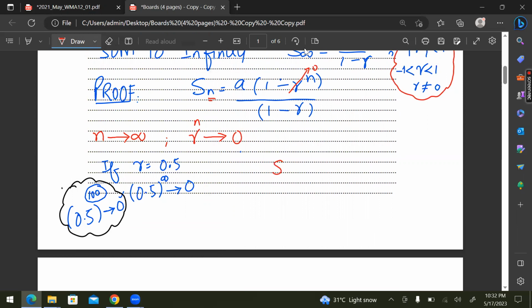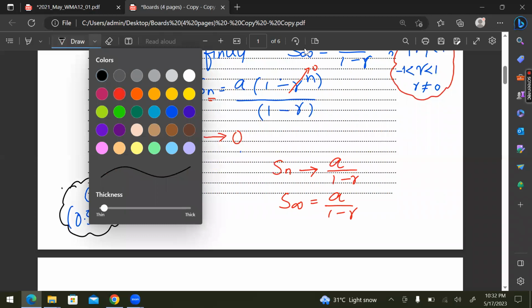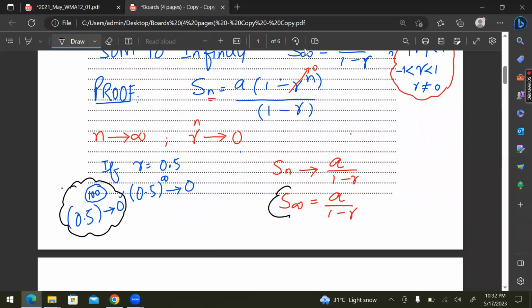So finally, you can say that Sn approaches, if you just ignore this part, A over 1 minus R. I can write that this happens when n is large, when n approaches infinity. So in the end, you can write the formula A over 1 minus R, and this is the proof for the sum to infinity of a convergent geometric series.